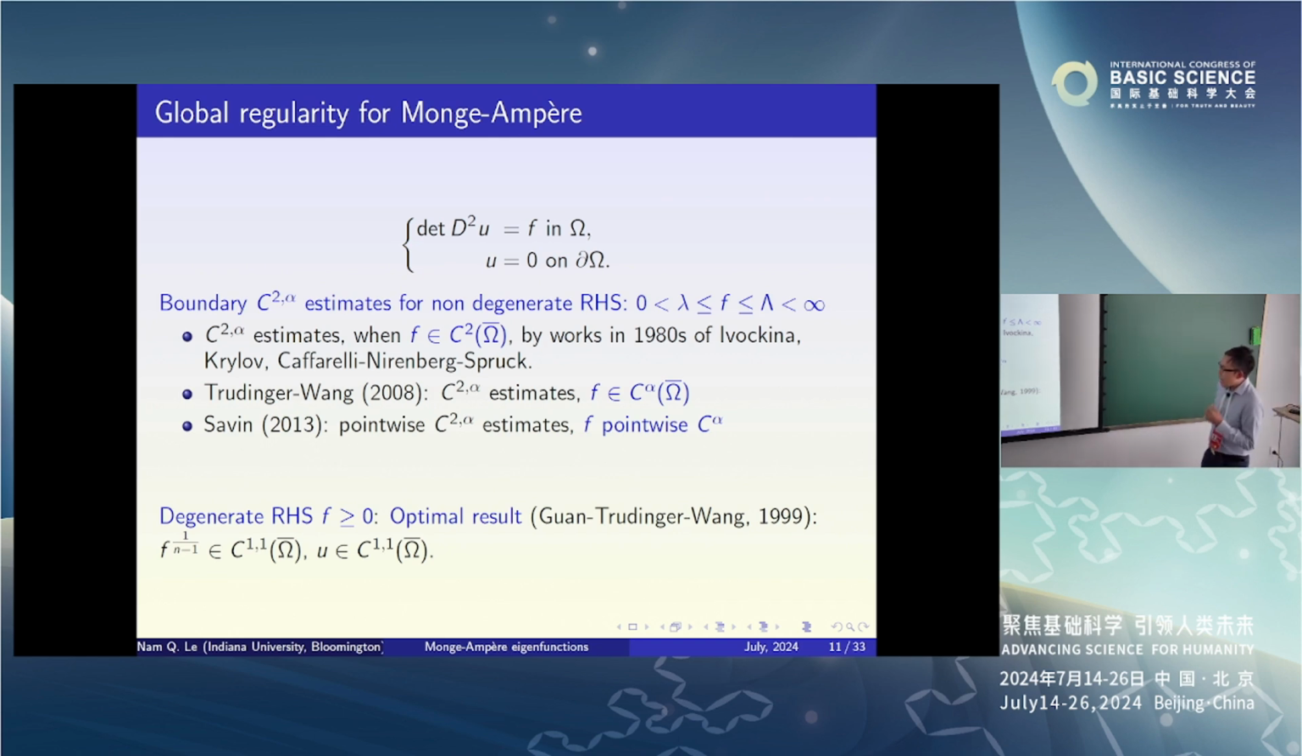All right, related to the Monge-Ampere eigenfunction is the degenerate case where you allow F to vanish somewhere. In that case, without a lot of structural conditions on F, the optimal result was obtained by Quang and Quang, where they show that if a certain power of F is C11 up to the boundary, then the solution is C11. Of course this is optimal in the sense that you have this integrability, but you don't need further structural conditions on the right-hand side F.